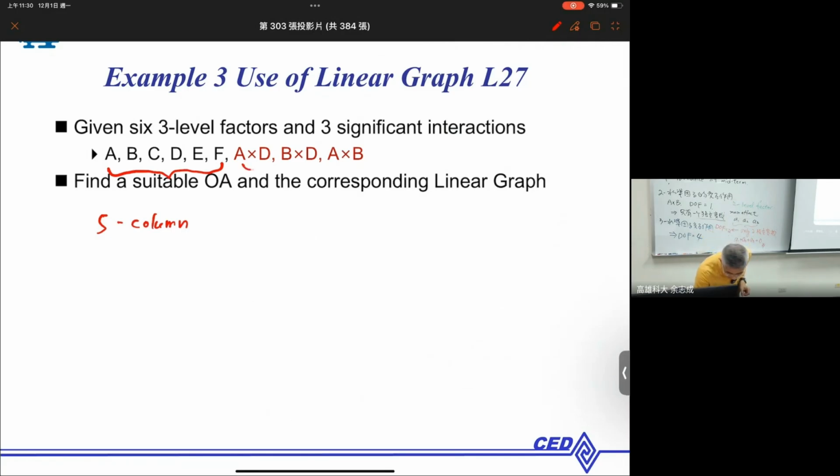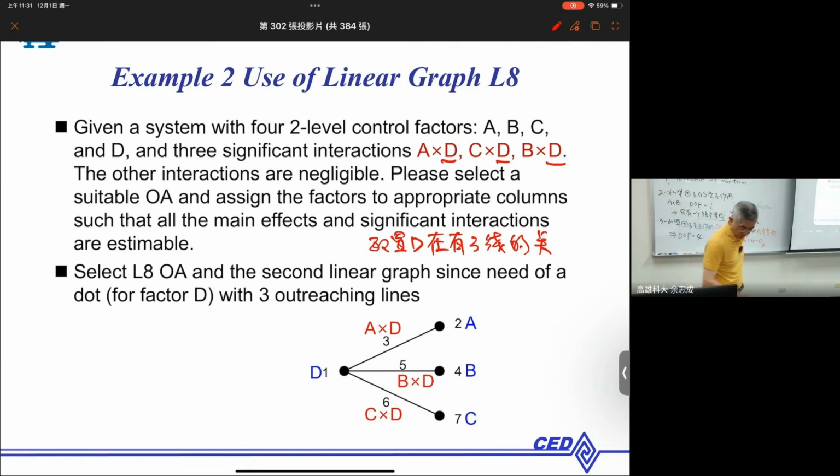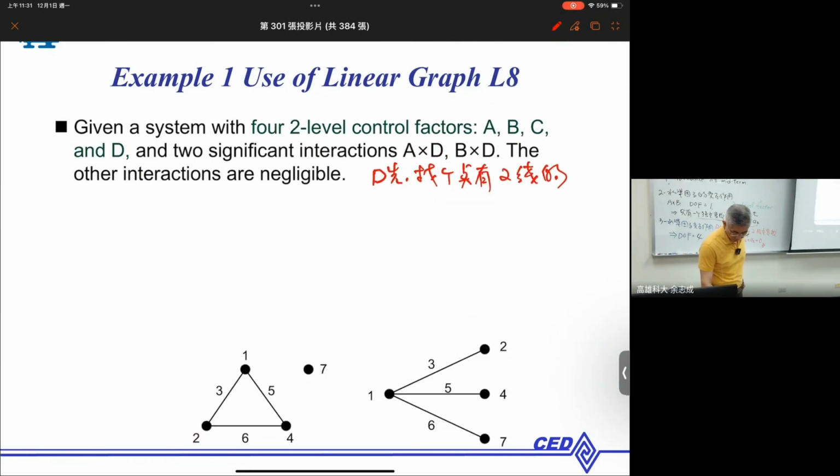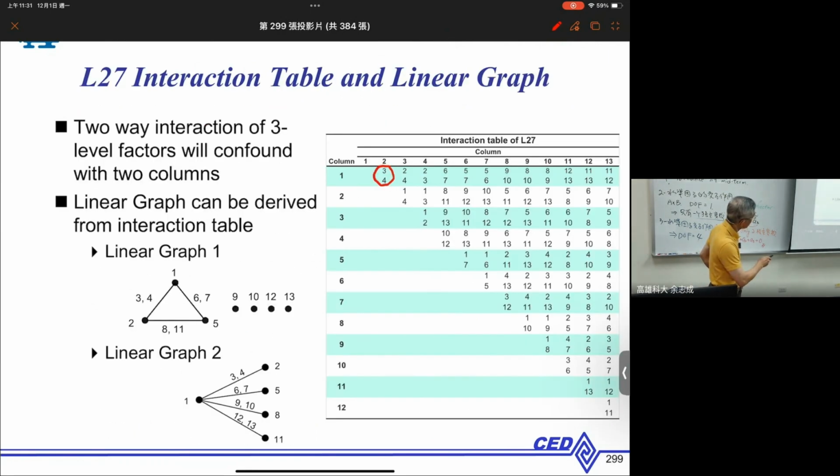But now you have 3 interactions. As you can see, the 3-level interaction needs more variables, more degrees of freedom to estimate, which is the reason why we said that the interaction of 3-level will occupy 2 columns. You need 2 columns to estimate 1 interaction, right? From the linear graph, we can see you need 2 columns in 3-level. We need 2 columns to estimate 1 3-level interaction.